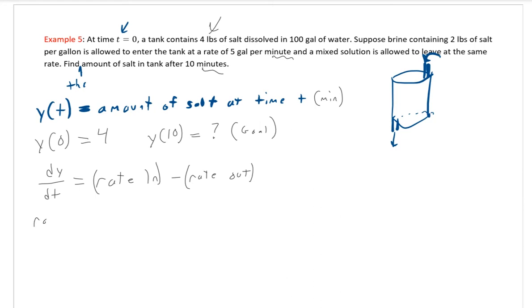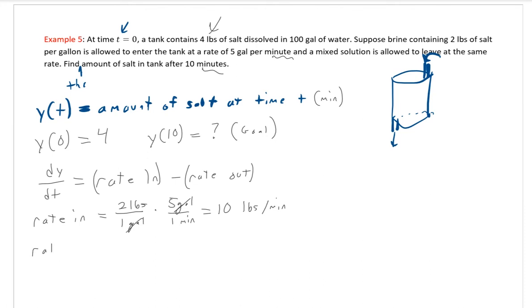The rate going in is relatively simple. It is given to us. It says that there is 2 pounds of salt per gallon that's allowed to enter the tank at 5 gallons per minute. So that's 2 pounds per 1 gallon, a little stoichiometry here, times 5 gallons per 1 minute. That will give us how many pounds of salt I have per minute. So it'll give me 2 times 5, which is 10 pounds per minute.